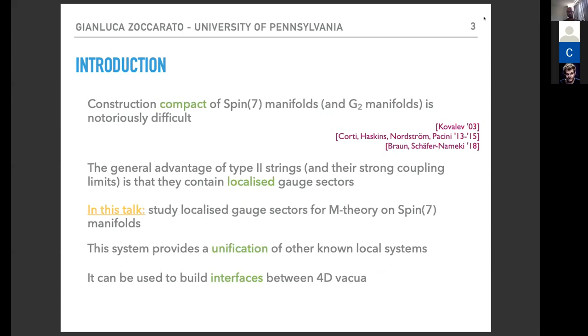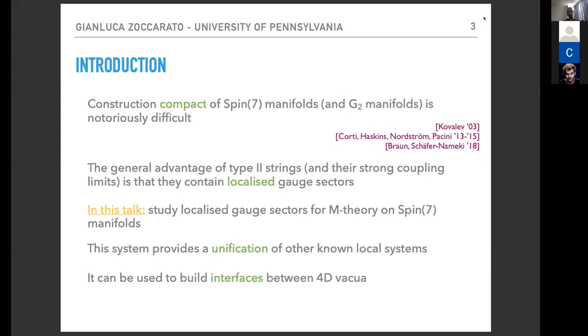One of the great advantages of type II strings and also their strongly coupled limits is that they contain localized gauge sectors. So one general strategy that's been followed in the literature is to study localized sectors to see if they have some viable phenomenological features, and then address the question of compactification afterwards. Of course, there are problems that can arise when you compactify. Not everything you may want to do in a localized model can carry on to a full compact model, but still it's a good starting point to build a phenomenological model.